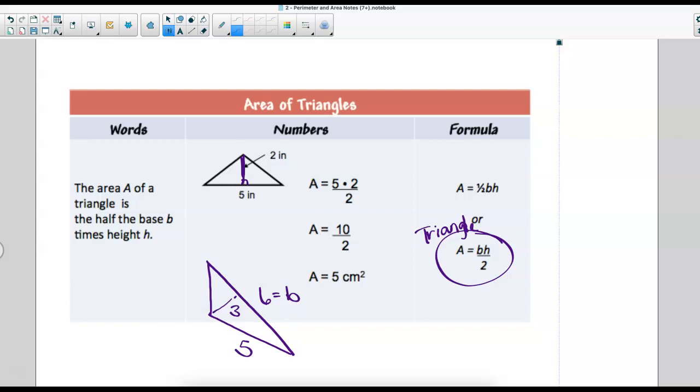Base and bottom are not the same. The base is whatever the height touches. So if this is the height of my triangle, which is 3, the base is the side that the height is touching. That makes sense to everybody? So sometimes we might have to turn our paper a little bit or do those types of things.